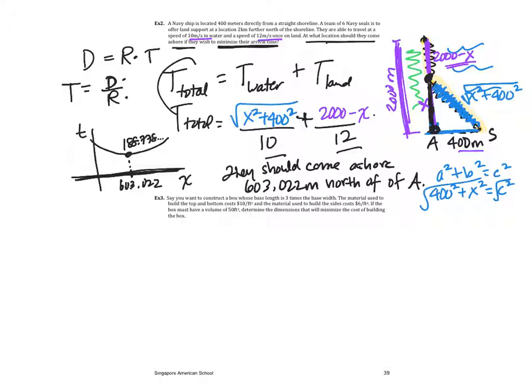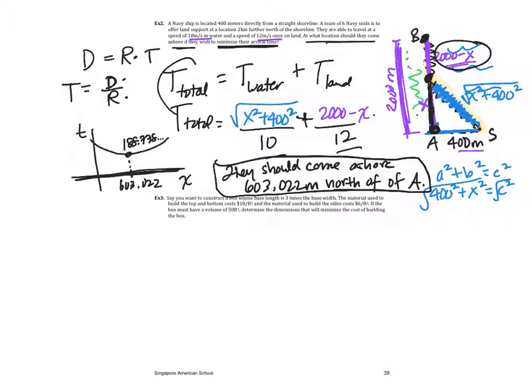So you need to have that specific, or you could have said 2000 minus x if you want to say that, or you made this x up here and this is 2000 minus x, then you could have said south of whatever and you had this point B. So you do need to be specific in your language here at the end, telling us what that point is representing or where it is. So this should be specific in saying north. They should come ashore 603.022 meters north of point A.